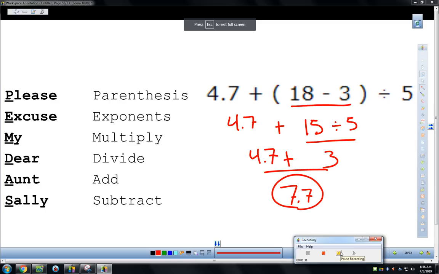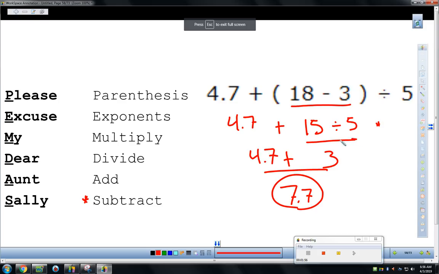Here you will notice the first thing I did was the parentheses. That's 18 minus 3. Even though subtraction is the last step in our order of operations, I do it first because it is inside parentheses. So that's the first step I do, and then I end up here.